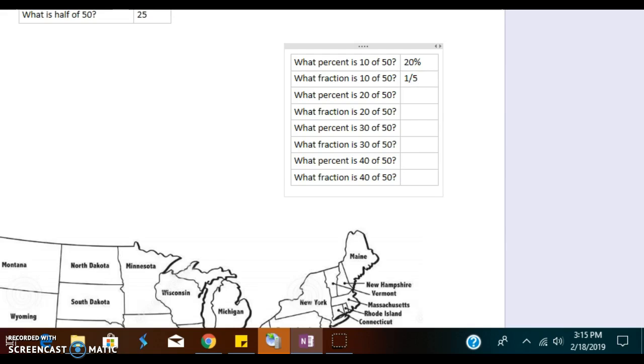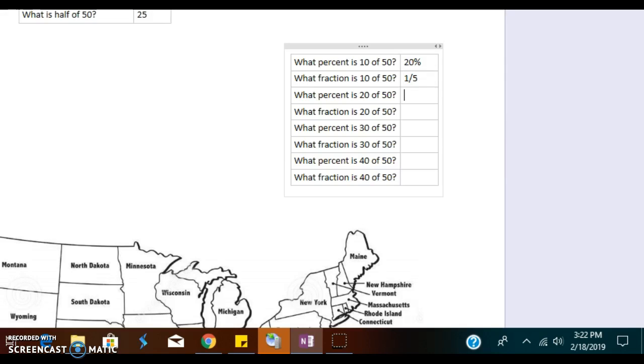Oh, which makes sense, because if you remember, once upon a time, when we were first learning percentages, 1/5 was 20%, because if you take 100 and you divide it into 5 pieces, then each of those pieces is 20. So it's 20%. All right, so then 20 out of 50. Well, that's a great question. So let's continue.